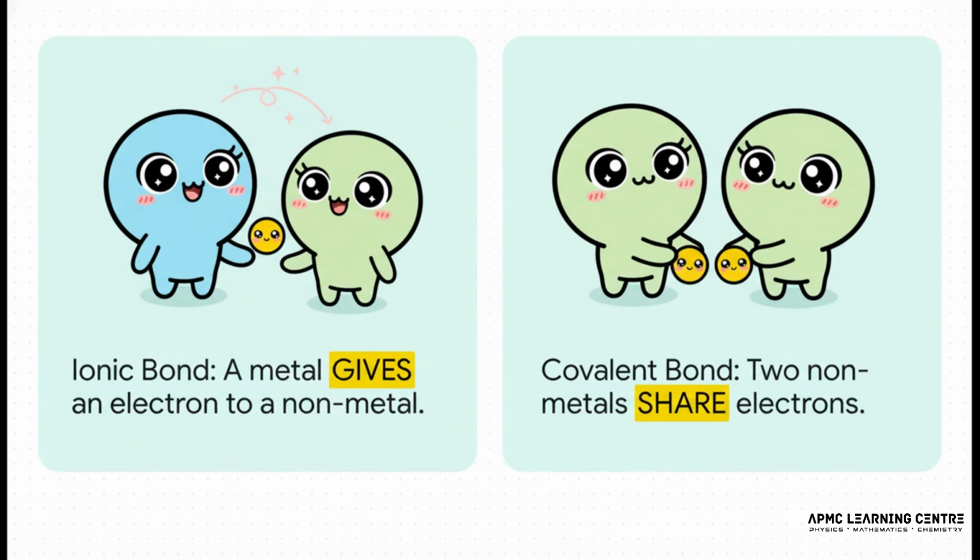That's an ionic bond. But what happens if 2 takers meet, like 2 chlorine atoms? Well, neither of them wants to give up an electron, so what do they do? They share, and that, my friends, is a covalent bond.